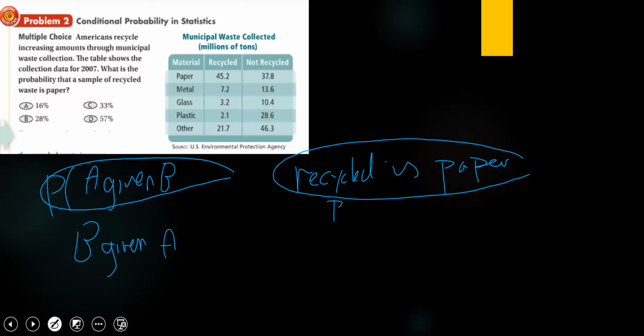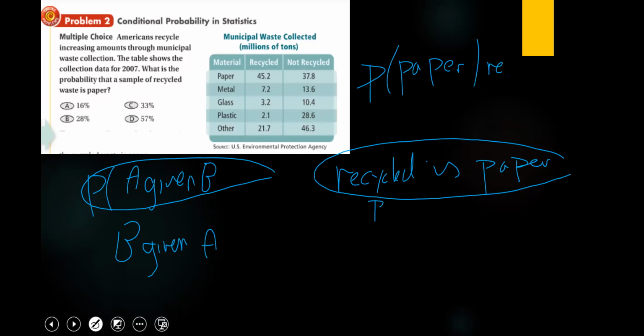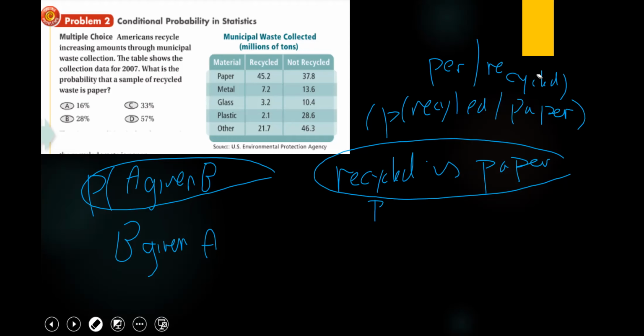So what is the condition here? Shall we write it as the probability of paper given that it is recycled? Or the probability of recycled given that it is paper? What is the condition here? Recycled, given that it is paper? No, I told you, no. I will repeat it.